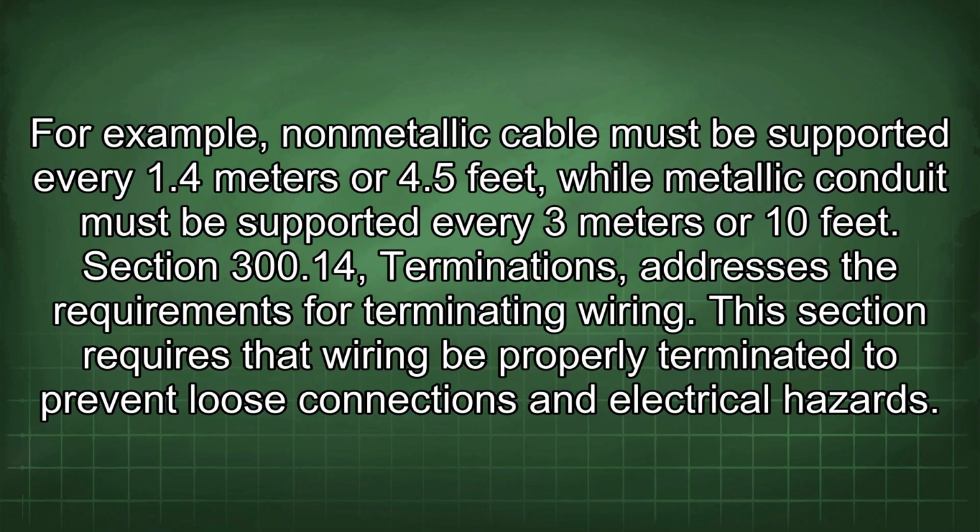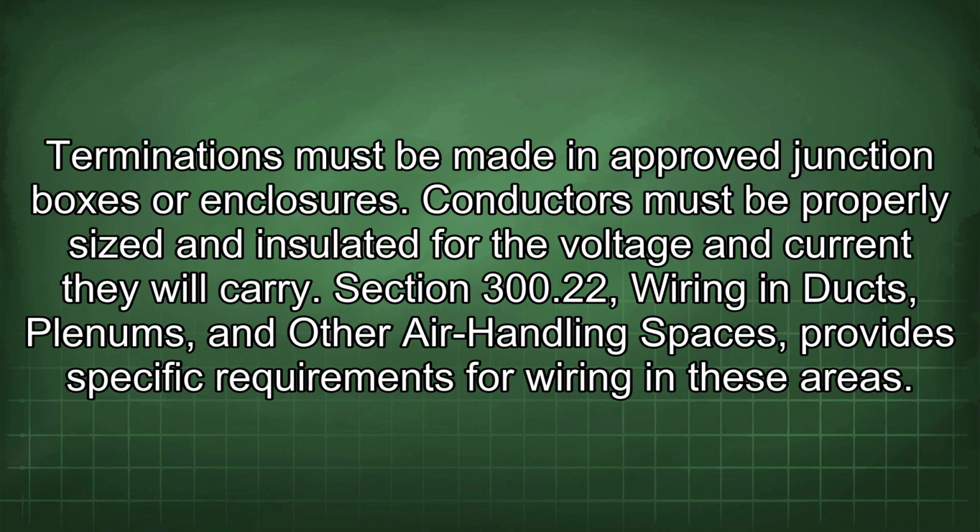Section 300.14, Terminations, addresses the requirements for terminating wiring. This section requires that wiring be properly terminated to prevent loose connections and electrical hazards. Terminations must be made in approved junction boxes or enclosures. Conductors must be properly sized and insulated for the voltage and current they will carry.